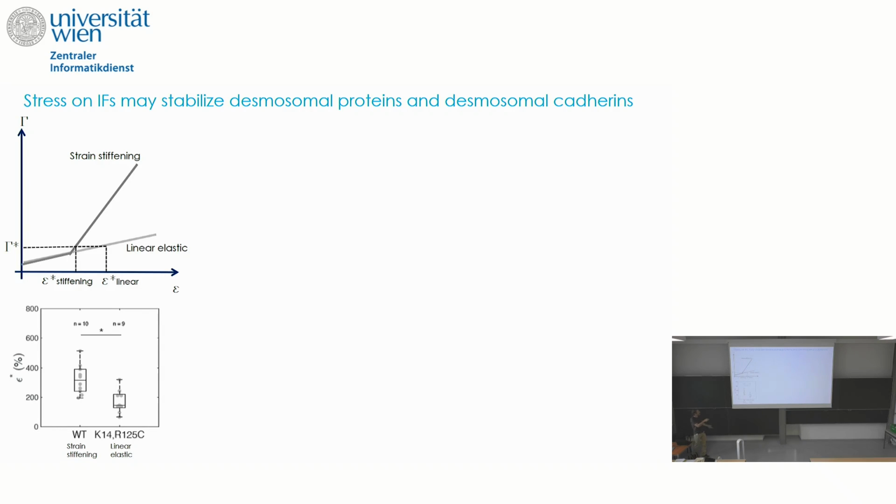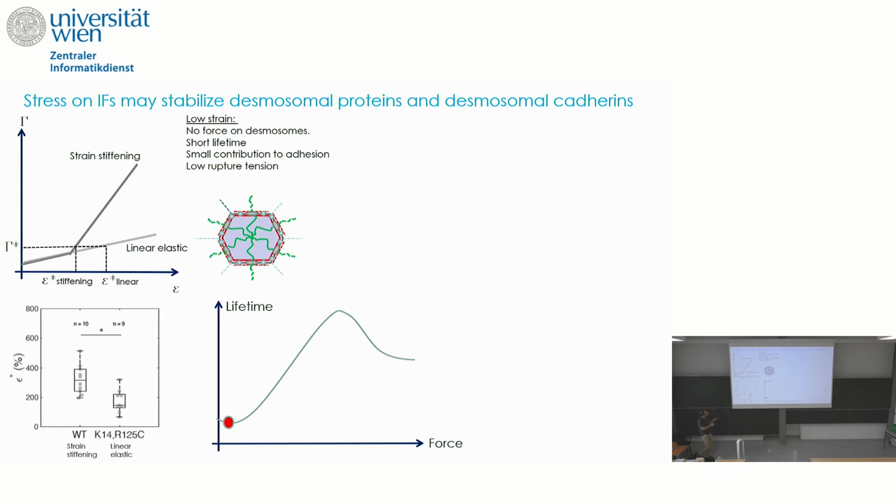But actually in experiments, the rupture strain is larger in the wild-type tissues that strain stiffen than in the linear elastic, than in the keratin 14 tissues which don't strain stiffen. And one explanation for that is that we may need to think about catch bond characteristics for desmosomal cohesion. So a catch bond is a type of bond whose lifetime is short when you apply low force onto it, it reaches an optimum at a given force, and then the lifetime decreases again when you apply more force.